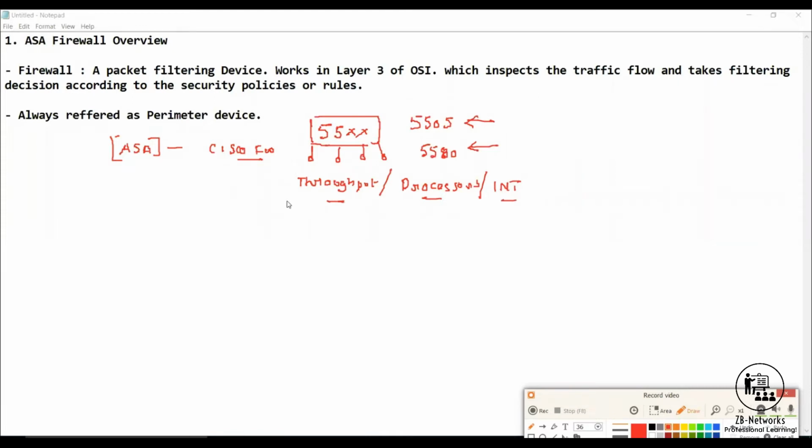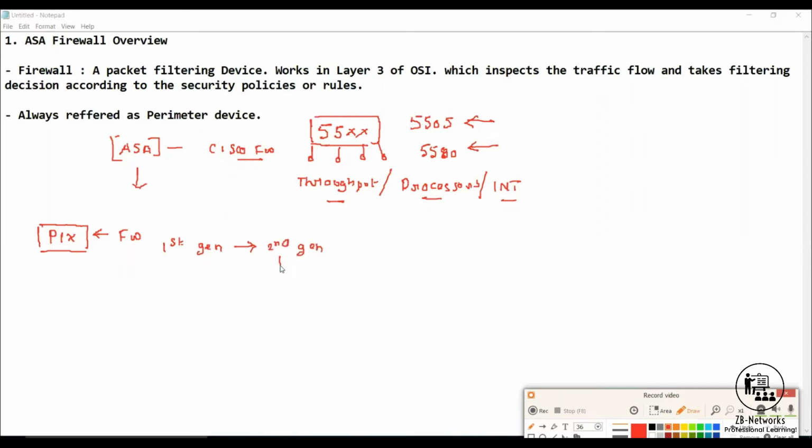Talking about ASA, it actually came from a concept. Before ASA, Cisco had its own firewall called PIX, the Private Internet Exchange. PIX was doing all the firewalling capabilities: filtering traffic in and out, monitoring the traffic flow, and taking decisions based on the security policies you write. It was the first gen firewall, which was converted to second gen.